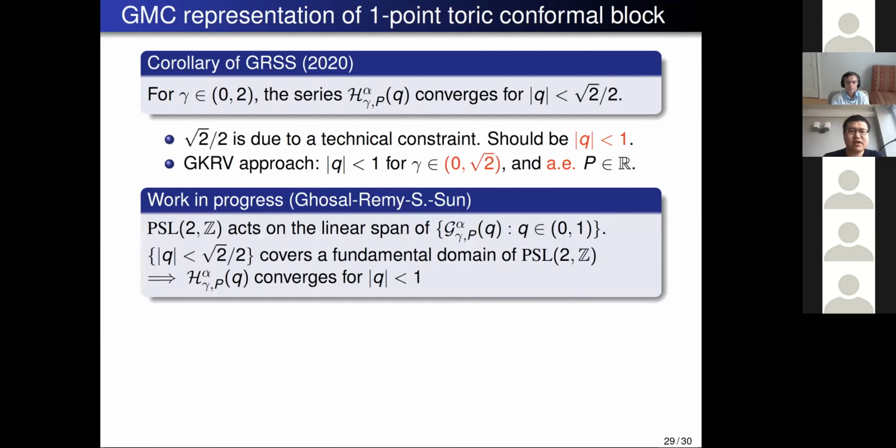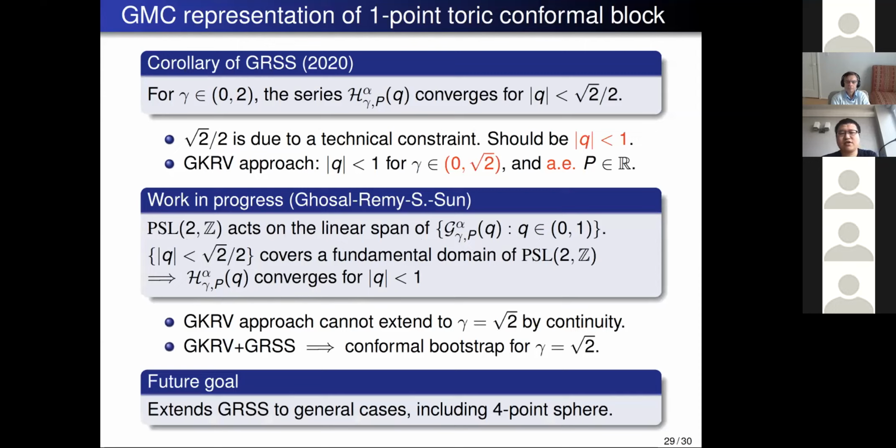And so in a work in progress, we are trying to show that this modular group acts on the linear span of this probabilistic definition of the conformal block. And once this is shown, the fact that this domain covers the fundamental domain of the modular group will imply that this conformal block actually converges for every Q smaller than 1.